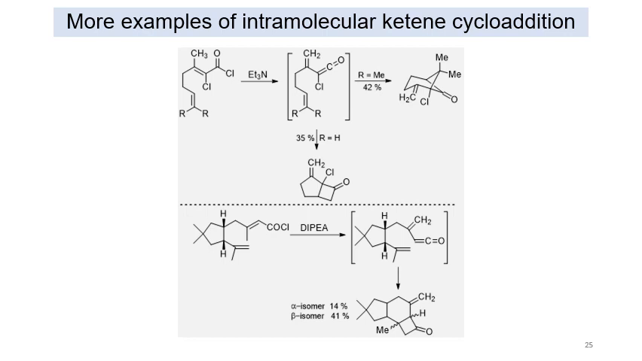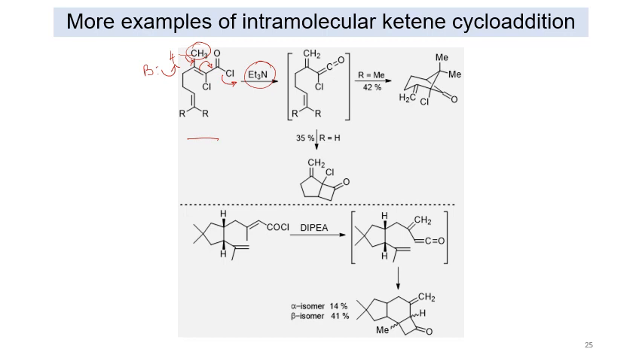This is a fantastic example of an intramolecular ketene cycloaddition. You can see this starting material is an alpha-chloro acid chloride. In this particular case, triethylamine is used as a base and abstracts a proton from this allylic position to give you this particular ketene. So if this is H and there is a base, this abstracts in this particular fashion to give you the ketene.